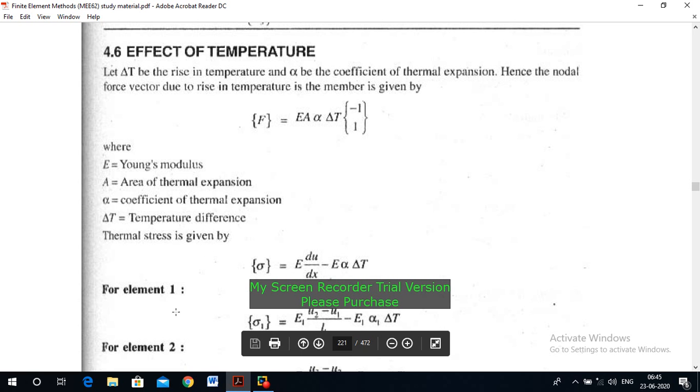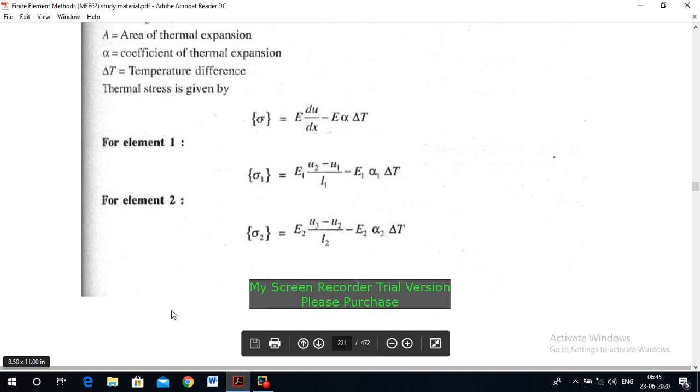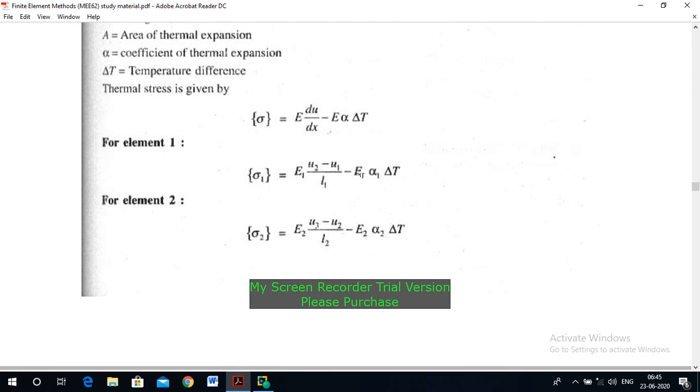T, and for element 1, the stress in element 1, sigma 1, is equal to E1 into (U2 minus U1) divided by L1, minus E1 alpha 1 delta T. And in element 2, the stress induced due to the thermal expansion, sigma 2, is equal to E2 into (U3 minus U2) divided by L2, minus E2 alpha 2 delta T, where alpha 1 and alpha 2 are the coefficients of thermal expansion.